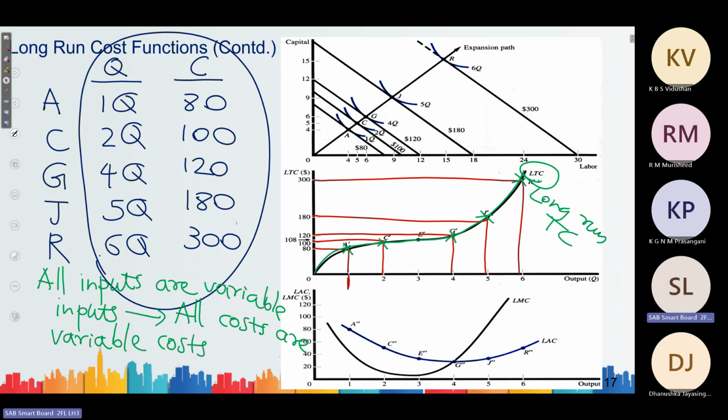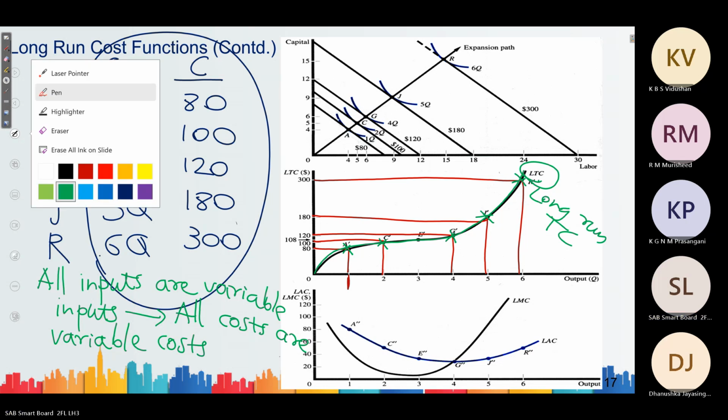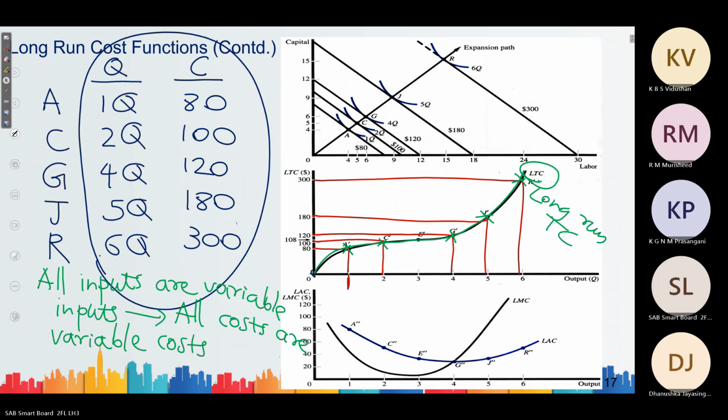There are no fixed costs. That's why this long run total cost curve starts from the origin. The long run total cost curve starts from the origin because there are no fixed costs.